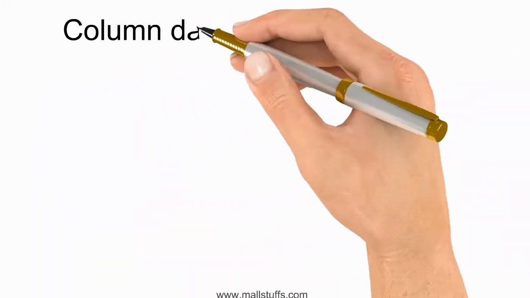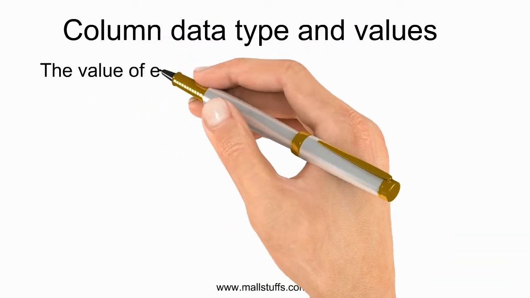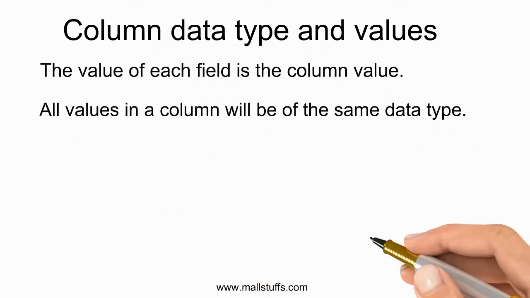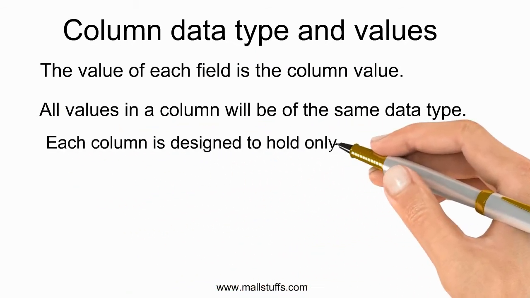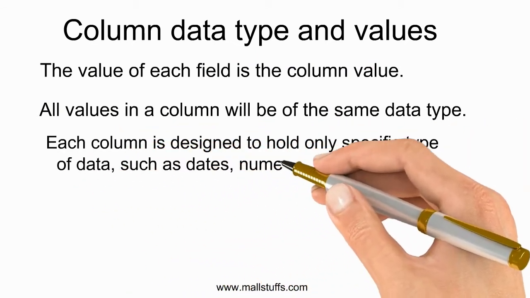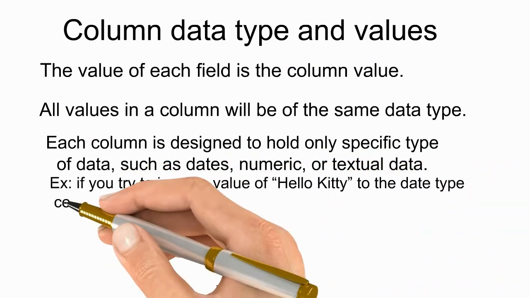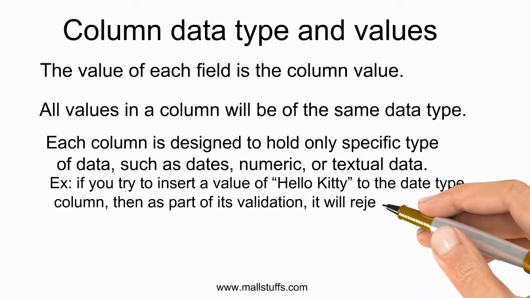Column data type and values. The value of each field is the column value. All values in a column will be of the same data type. Each column is designed to hold only a specific type of data, such as date, numeric, or textual data. If you try to insert a string value into a date type column, then as a part of its validation, it will reject the value.